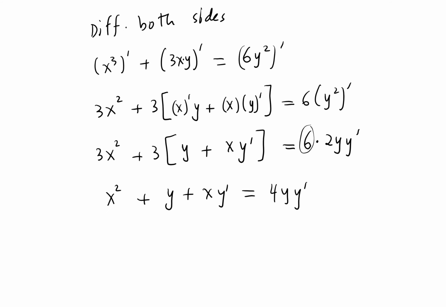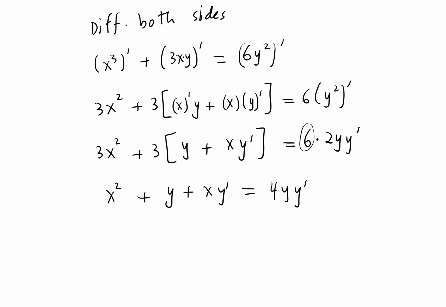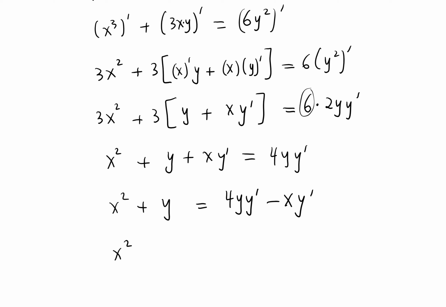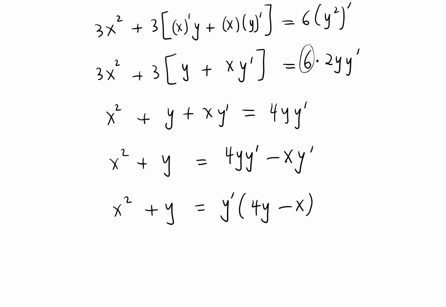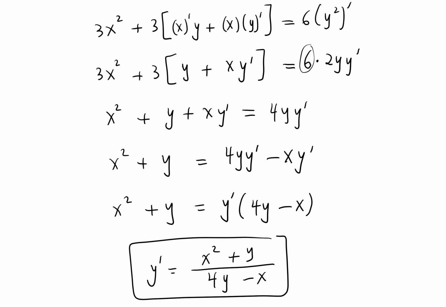Again, we want the terms containing y prime on one side. So keep x squared plus y as is. 4y y prime, subtract x y prime on both sides. X squared plus y equals, take a y prime out, that will leave 4y minus x. Then what is y prime? X squared plus y over 4y minus x. That's what y prime is.